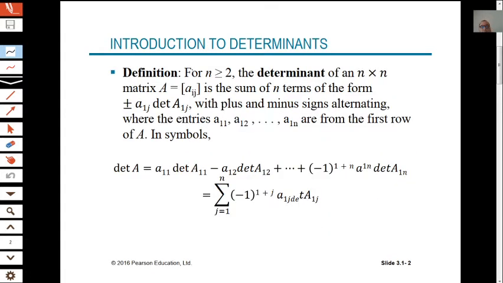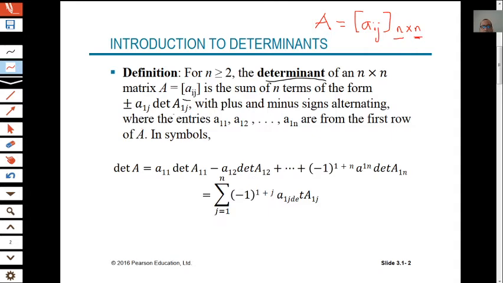So for n bigger than or equal to 2, the determinant of an n by n matrix A, which is denoted in this form, theoretically, if you remember, we can write a matrix in this form, Aij n by n, and we can define a determinant of a matrix for square matrices, namely the number of rows must be equal to the number of columns.